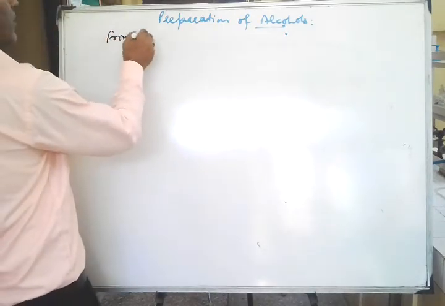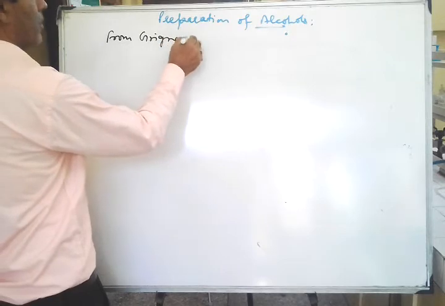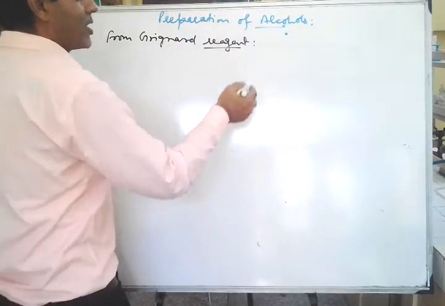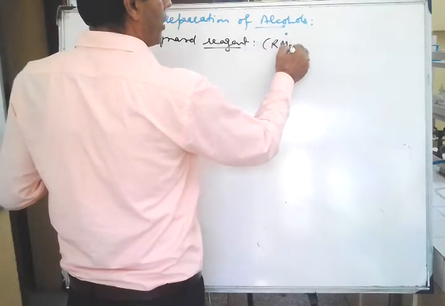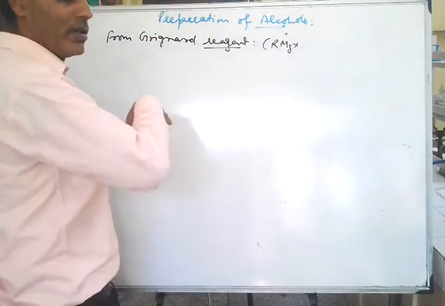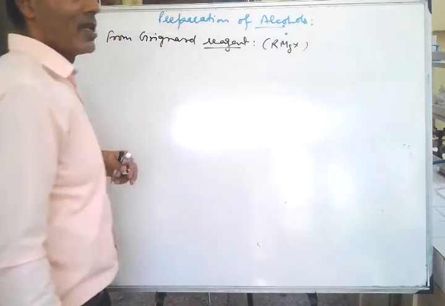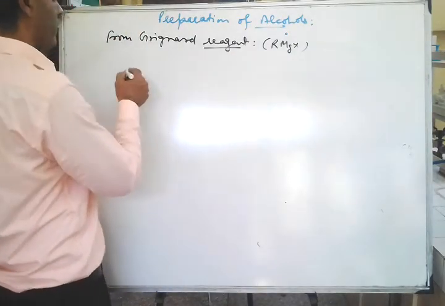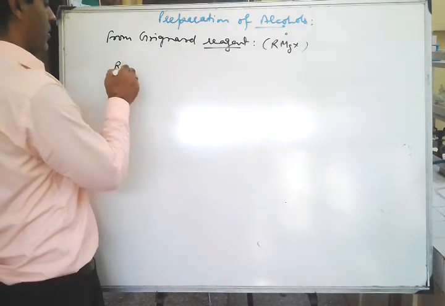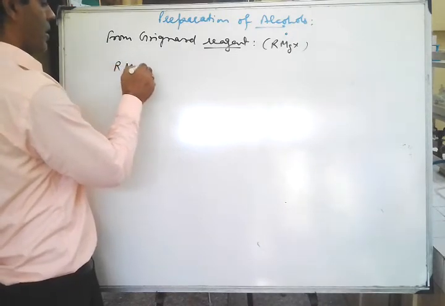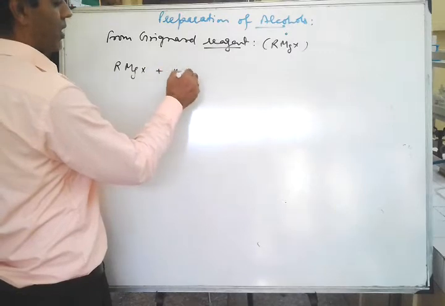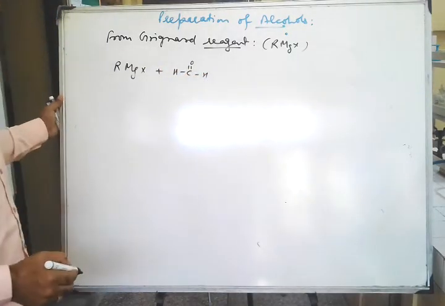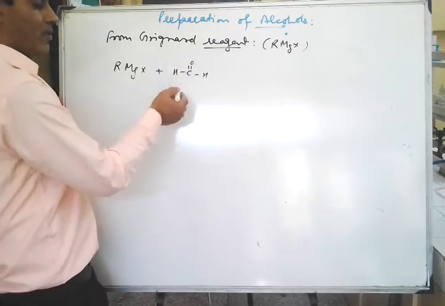From Grignard reagent, right? So what is the formula of Grignard reagent? We have studied it in the previous chapter. That is RMgX, where X is a halogen and R is an alkyl or aryl group. So first of all we will use formaldehyde, right? So this is RMgX plus formaldehyde. Formaldehyde is the common name and the IUPAC name is methanal.